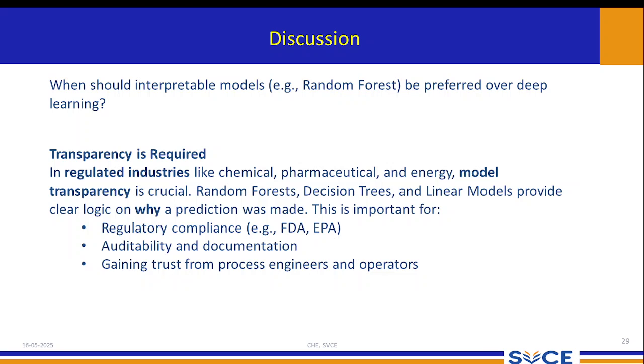So regulatory compliance is very, very important, and so are auditability and documentation. If anything goes wrong, as a chemical plant, safety is always predominantly important, so this needs to be noted down. If you don't maintain the regulatory agencies' requirements, obviously they will not allow you to run the process. Also, gaining trust from the process engineers and operators.